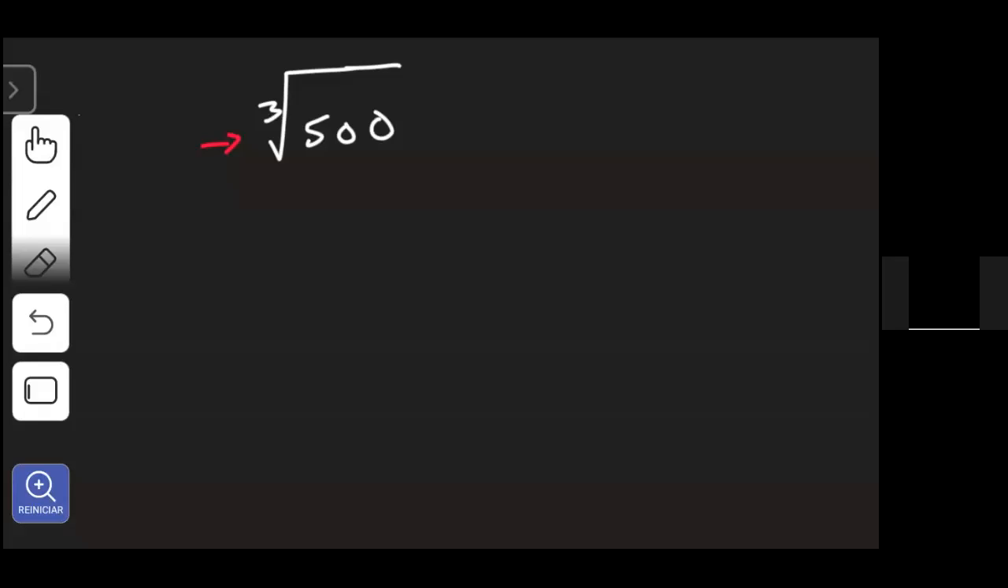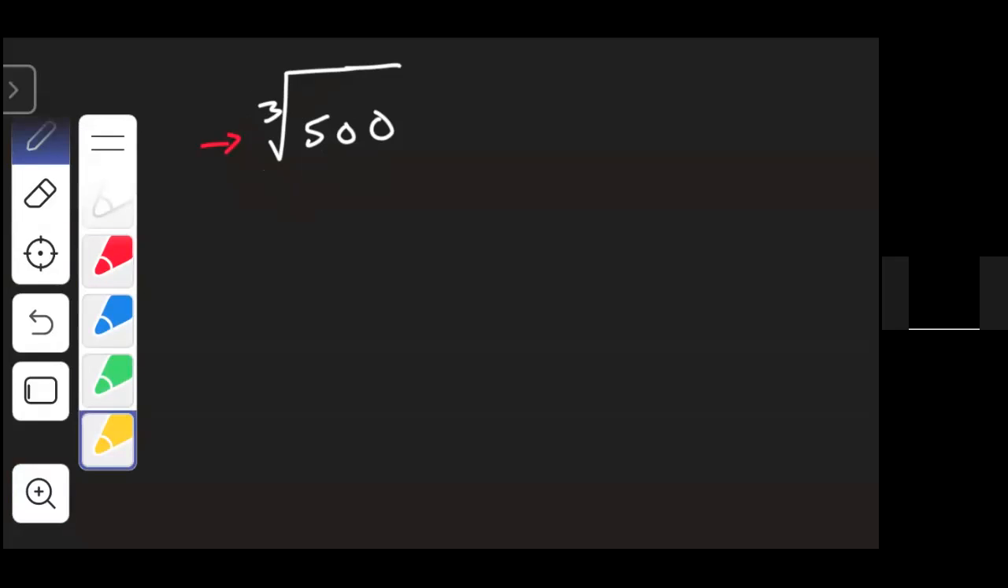Again, we're given a cube root, which is not a perfect one. So we can't find a number multiplying itself 3 times and get 500. So again, we're going to use the prime factorization, which is the only solution we have here. So let's copy 500 here and break it down again.